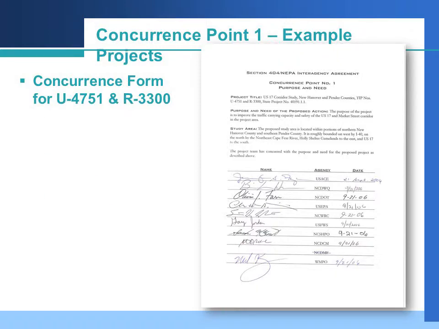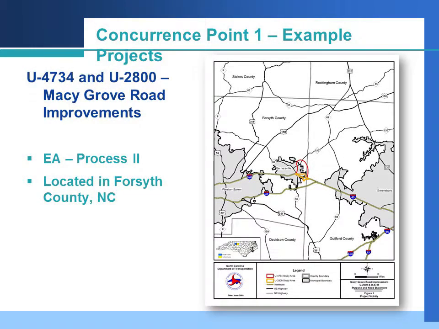Another example of a project that went through the merger process also involves two projects that were separately programmed in the TIP, but were later combined to be evaluated as one project. This project followed Process 2 of the merger process because it involved mostly widening of existing roadways as well as some new location.